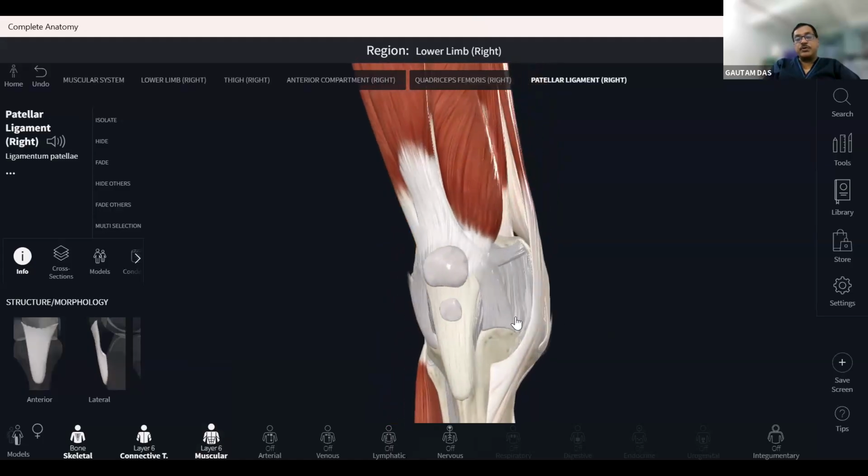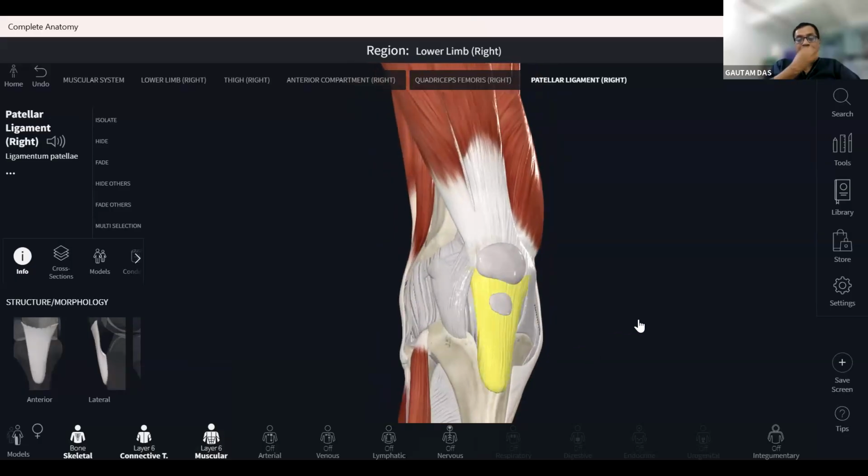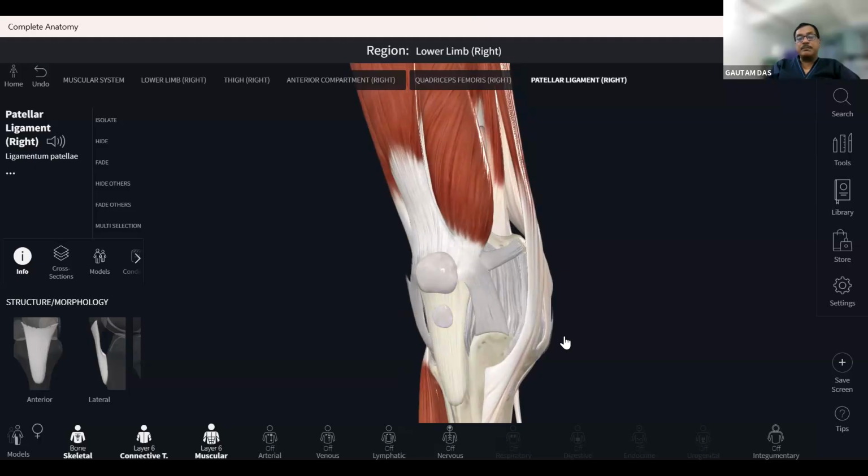So this is on your medial side. This is your infrapatellar area. Another very important deep structure is the ACL and the PCL. ACL anteriorly and PCL posteriorly. I'll be coming to the ACL and PCL later on. But before that, a few other ligaments are important.